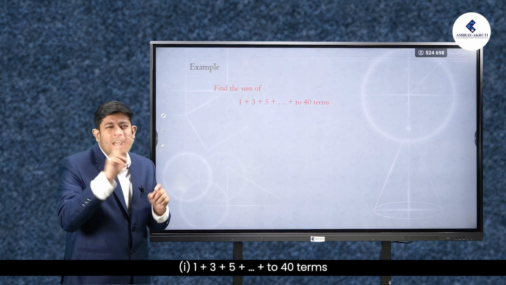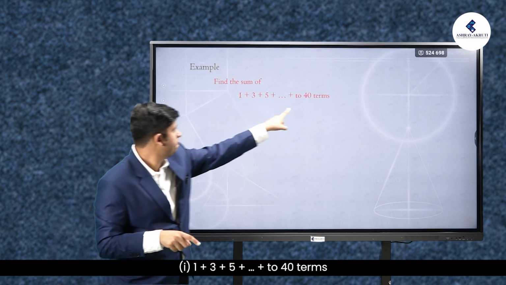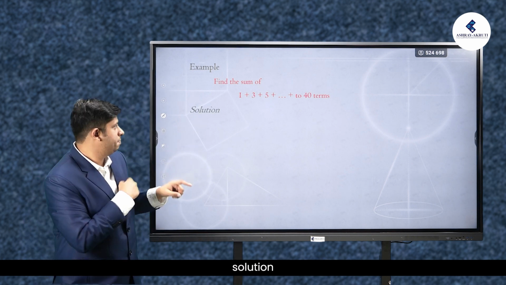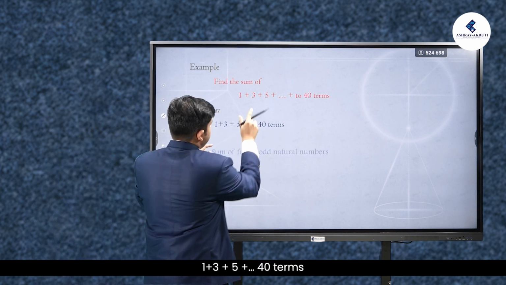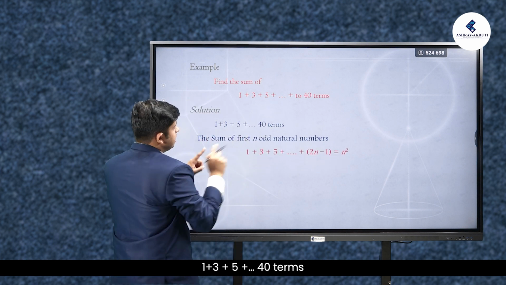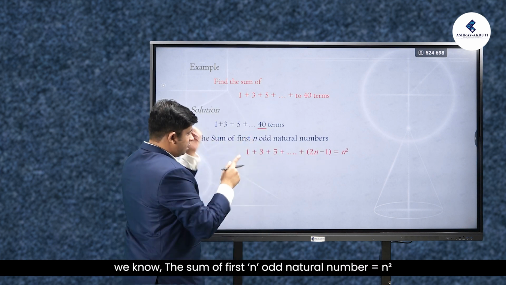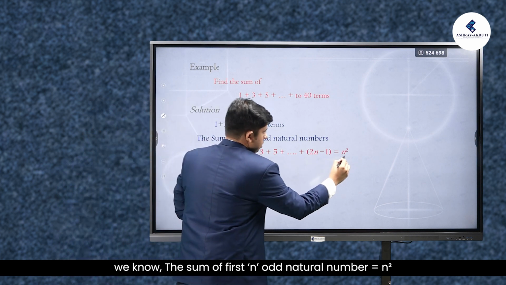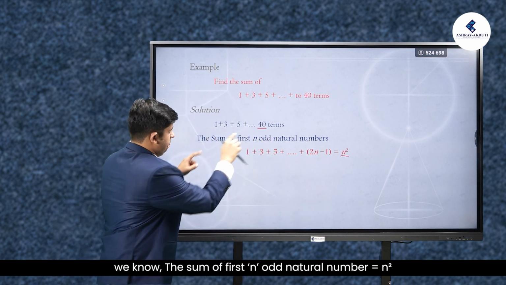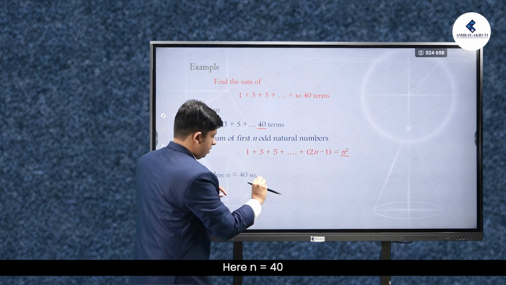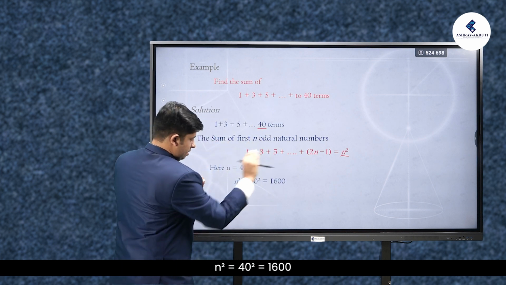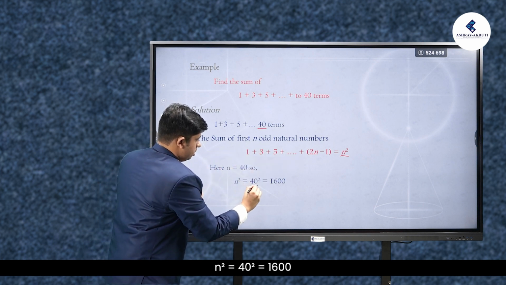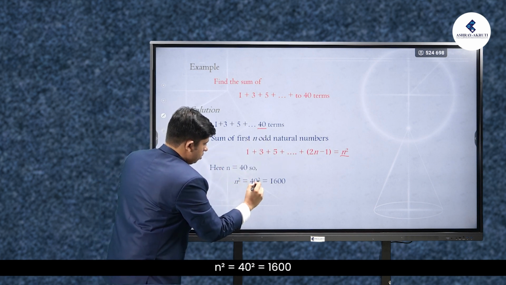Find the sum of 1 plus 3 plus 5 plus so on up to 40 terms. Solution. 1 plus 3 plus 5 plus so on up to 40 terms. We know the sum of first n odd natural numbers is equal to n square. Here n is equal to 40, so n square is equal to 40 square, which is equal to 1600.